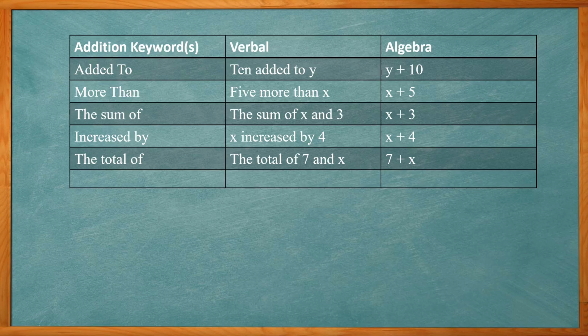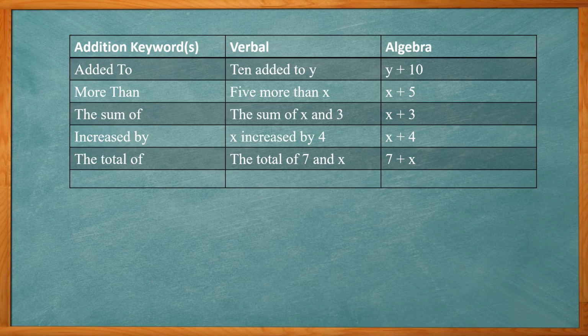So if we look at keywords for addition, if you ever hear these words, that means to do some kind of addition. If it says added to, like 10 added to y, it's going to translate to y plus 10. If you see more than, 5 more than x, it's going to mean to add 5 to x, or just x plus 5. Another keyword is the sum of. The sum of x and 3 would be x plus 3.